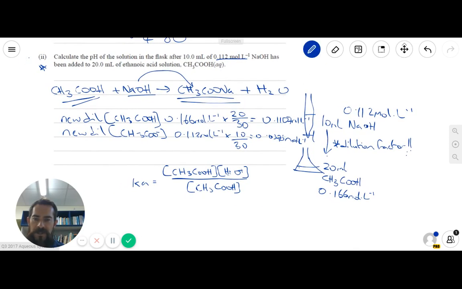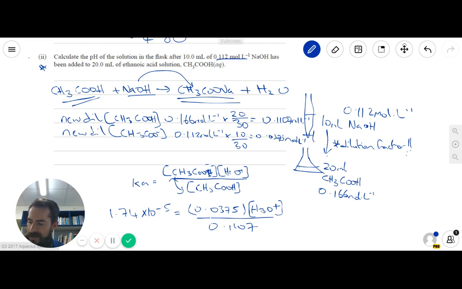And so if we continue with the calculation, the Ka value was given to us at the beginning, so that's 1.74 × 10^-5. The concentrations of these two components, we've just worked those out above. So this should have been ethanoate, by the way, CH3COO-. So the concentration of the ethanoate was 0.0375 moles per liter when diluted, and the concentration of the H3O+ we do not know. That's what we're trying to work out, divided by the concentration of the ethanoic acid after it was diluted with the sodium hydroxide, was that.